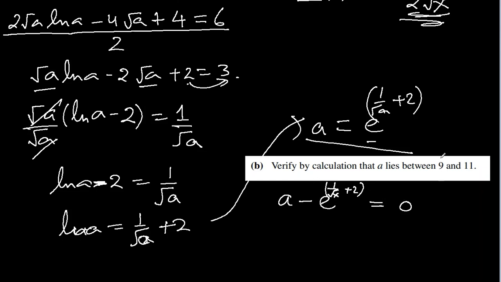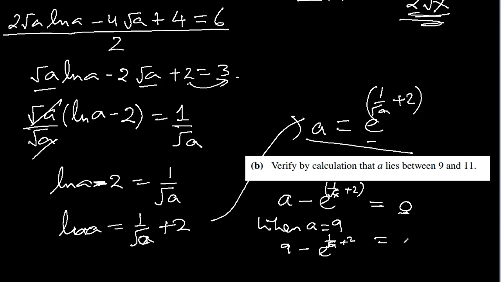So if I substitute 9, the answer will not be 0. It will be either more than 0 or less than 0, correct? Let me see what I get. So when a is equal to 9, we'll get 9 minus e to the power 1 over square root 9 plus 2.